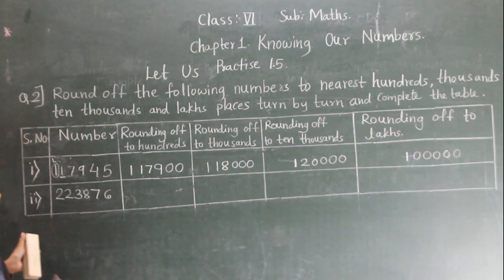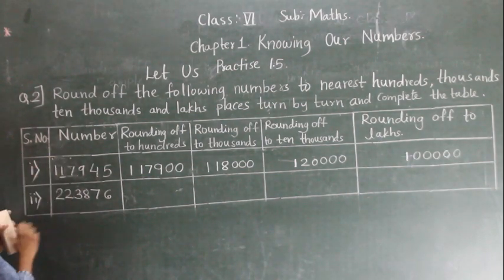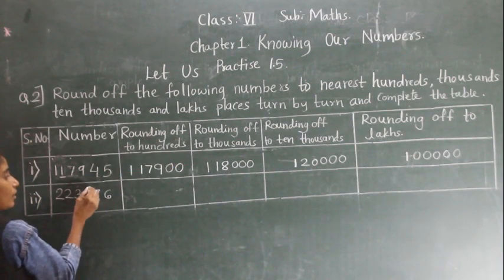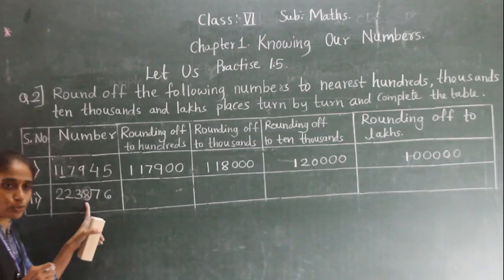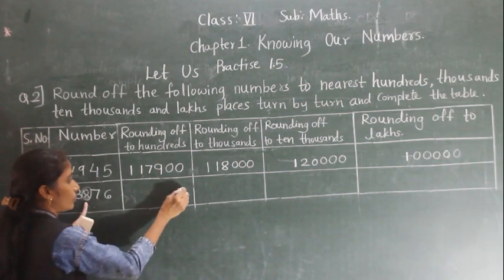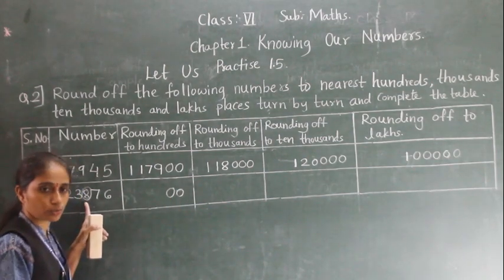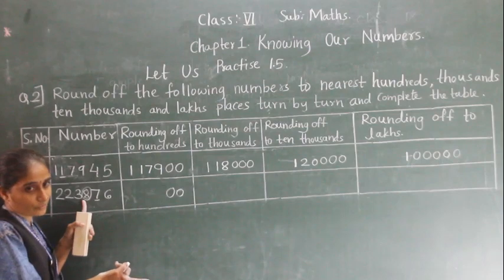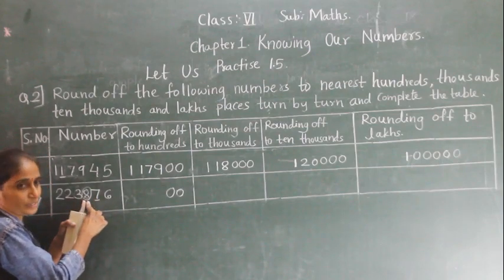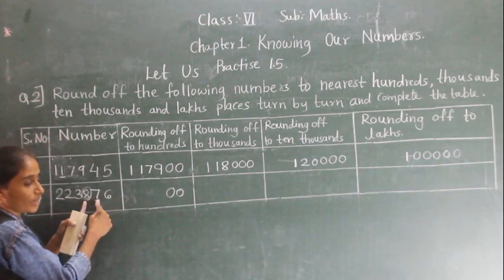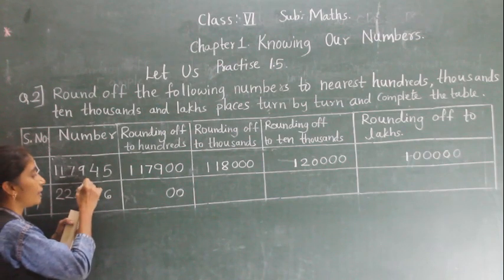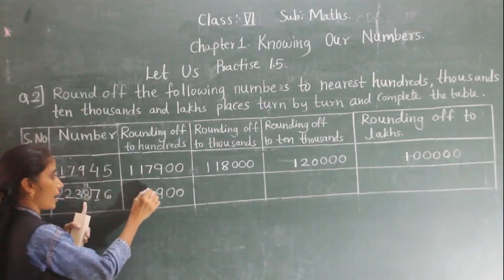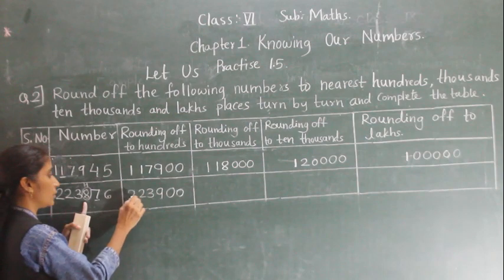Now next sum. Rounding off to hundreds. Ones, tens, hundred. This we are going to round off. So 1, 2, 2 zeros we are going to give. Then check the digit from the tens place. It is more than 5. If the number is 5 or more than 5, then add 1 to this digit. So plus 1 in the hundreds place. 8 plus 1, 9. And the remaining digits stay as they are. No need to change the remaining digits.